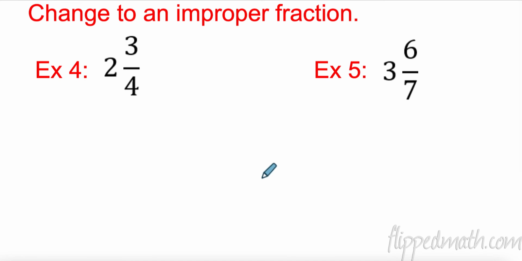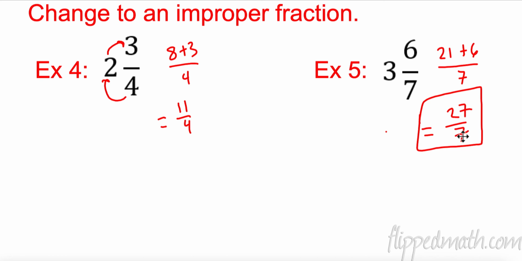All right, let's try this one. I'm going to multiply, so that's 8. Then I'm going to add the numerator, and it's going to be over my denominator of 4. So 8 plus 3 is 11 over 4. All right, pause the video and you try this one.